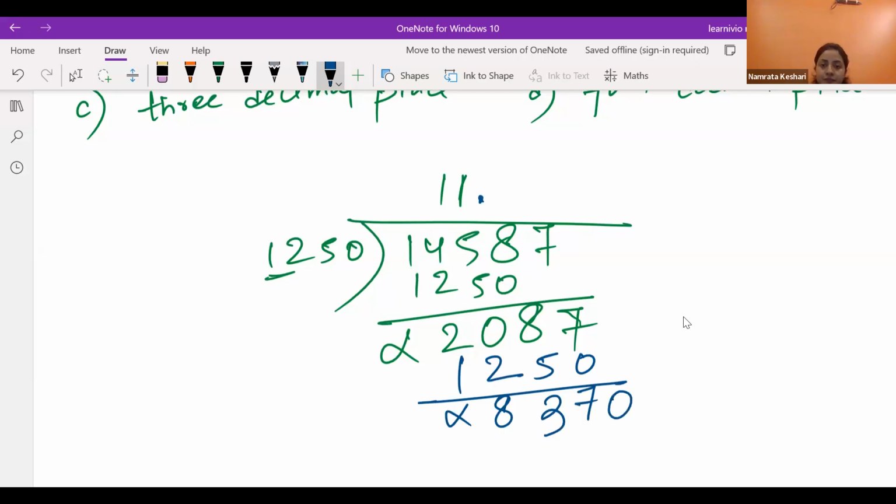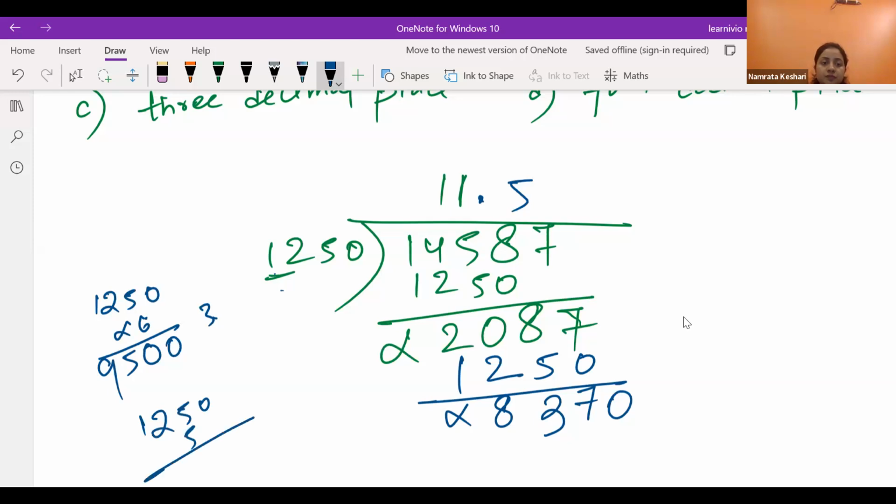Again, we'll be checking in this manner. 12 times 5 is 60, 12 times 6 is 72, 12 times 7 is 84. So 7 times I will not check. Okay, 6 times I'll check. Okay, 5 times I think it will go. Yeah, 5 times, right?